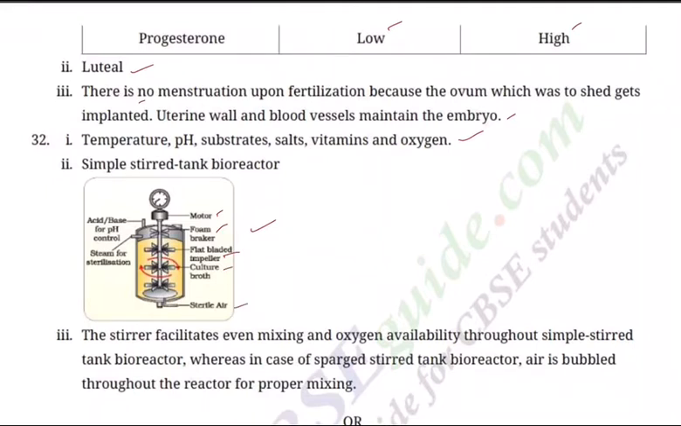So here is the diagram. On top there is a motor, a foam breaker, and a flat bladed impeller. There is a culture broth, and sterile air is pumped in, with acid and base for pH control. There is one inlet and outlet, and a steam outlet for sterilization. All these are to be drawn and labeled.